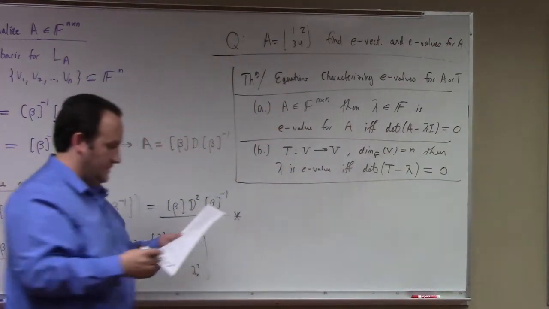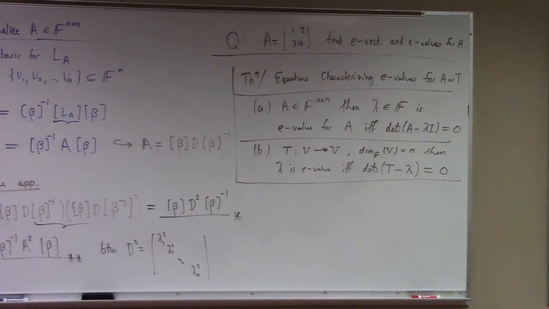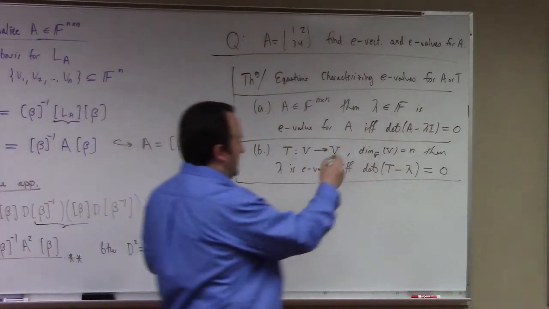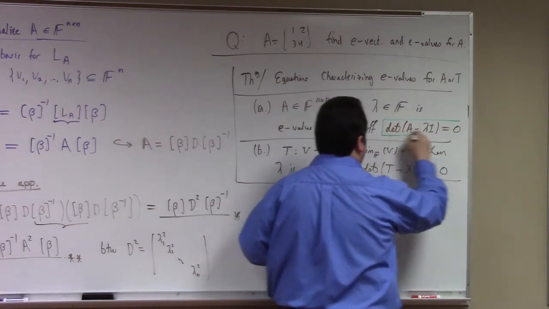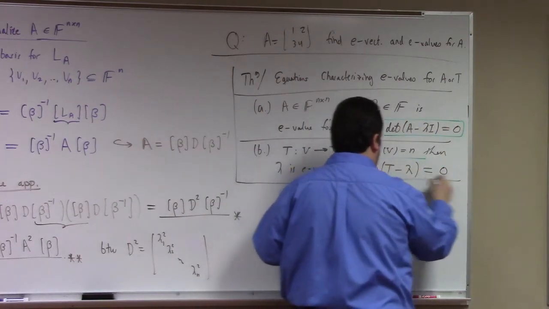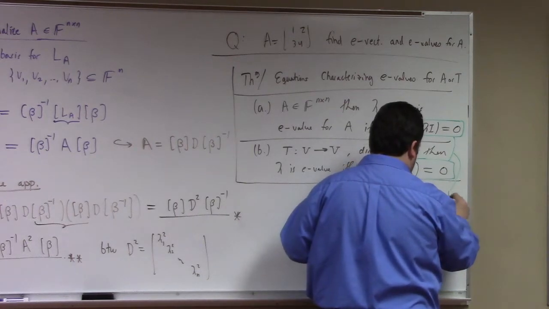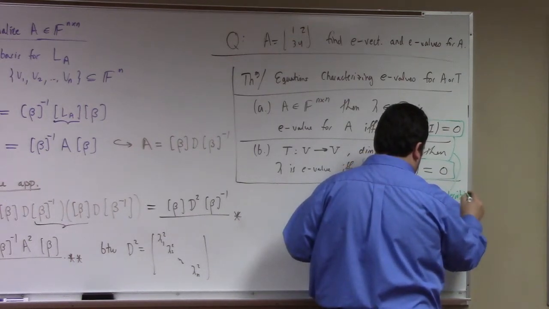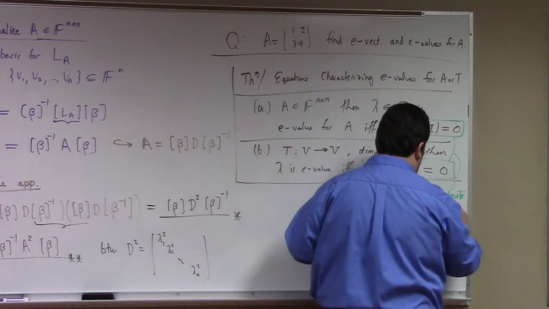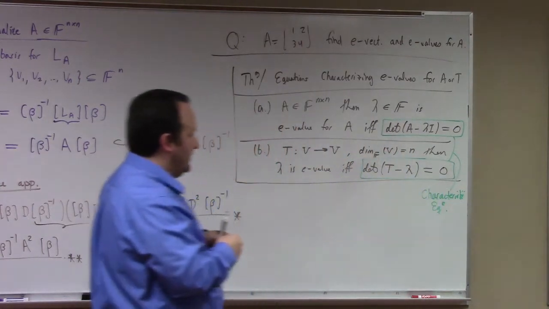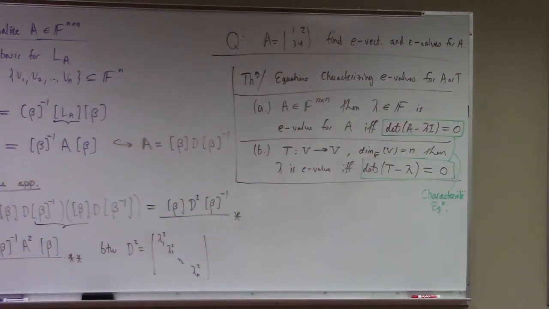By the way, these equations I just wrote are so important that they get a name. They are called the characteristic equation for A or T. So I'll box them in green. These are the so-called characteristic equations. So eigenvalues appear as solutions to the characteristic equation.